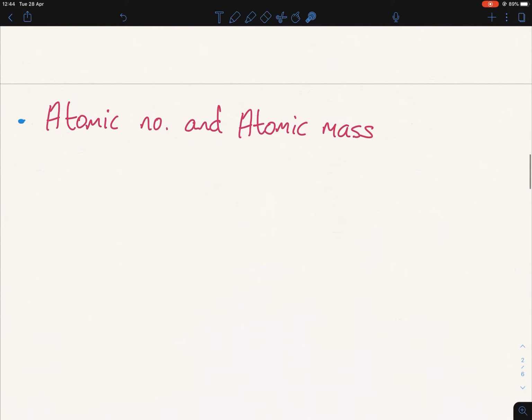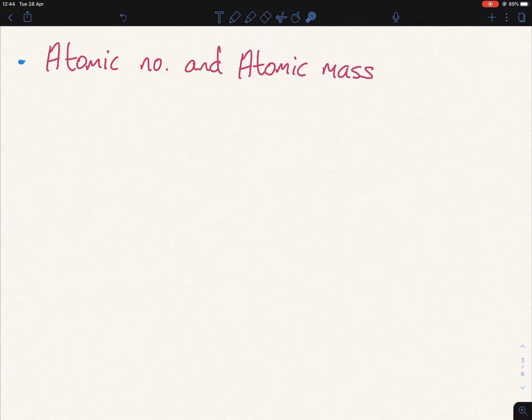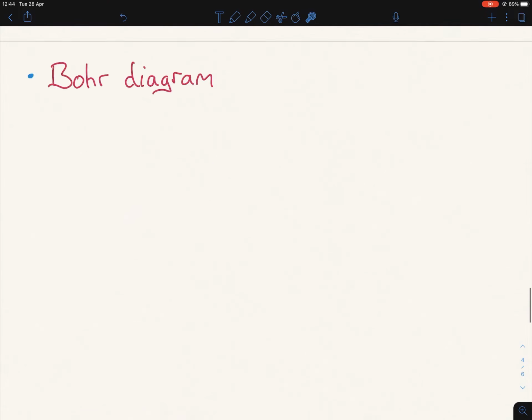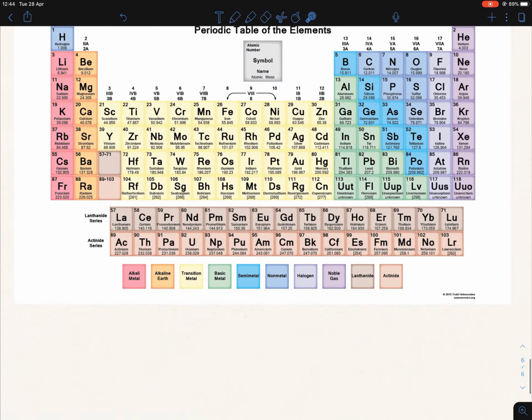Now, the atomic number and atomic mass. What's the story here? Well, let's just go down here to the bottom, and we can see our periodic table here.